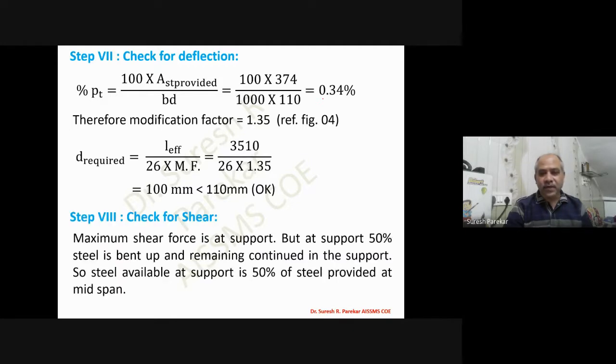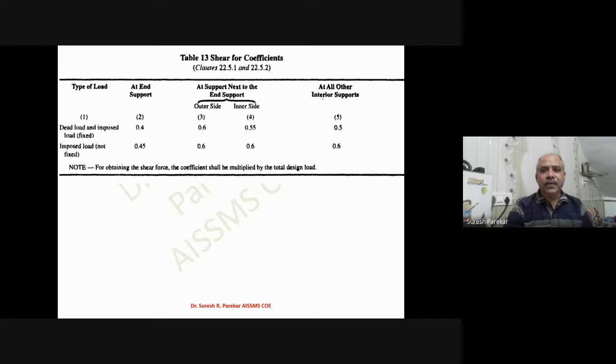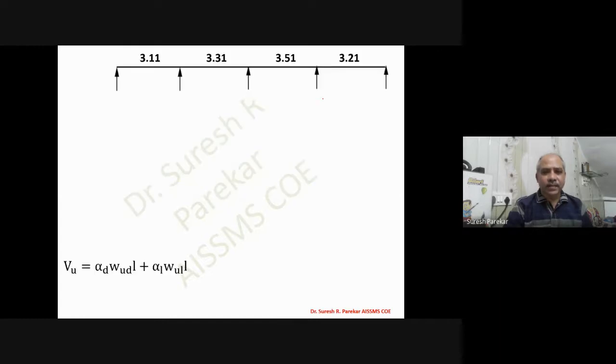Now for the maximum shear force, we are taking 50% curtailment, and 50% we are going to continue to the support. So steel available at support is only 50% provided. Now we will go for shear force, calculate shear force. So maximum shear force we are interested in.